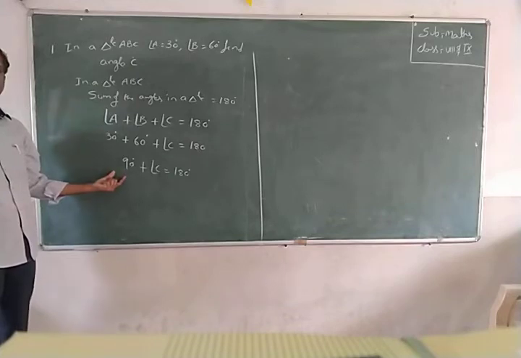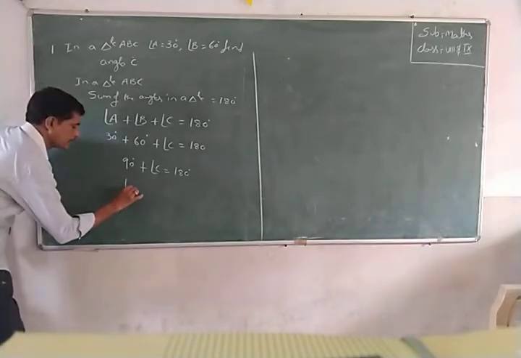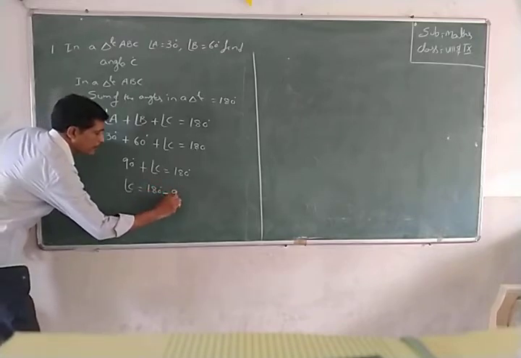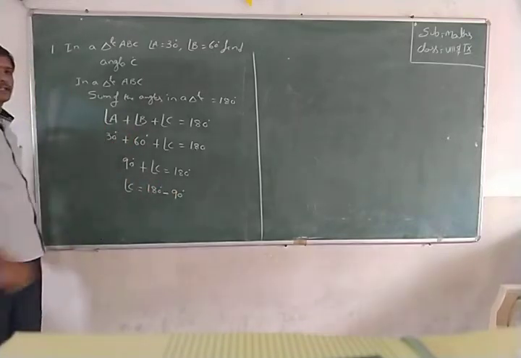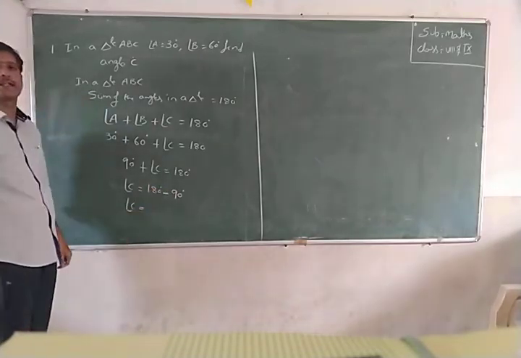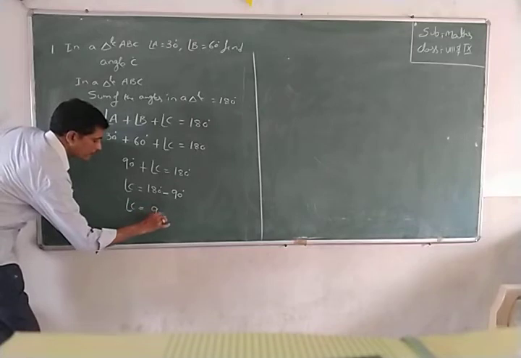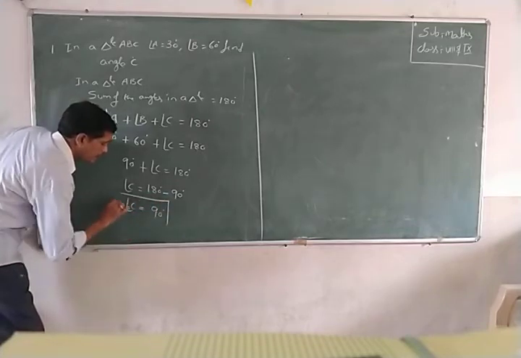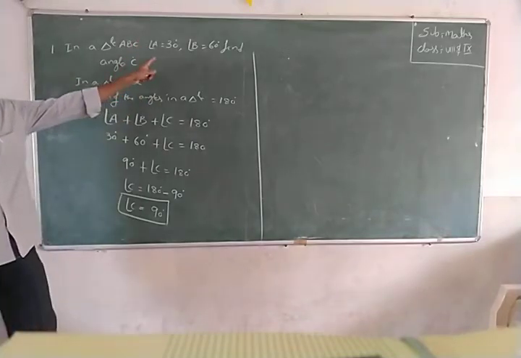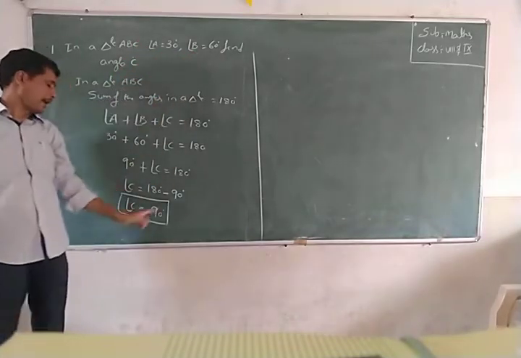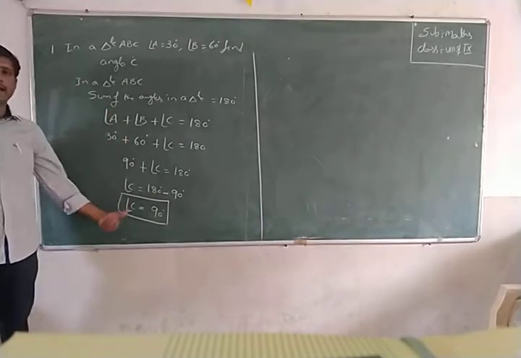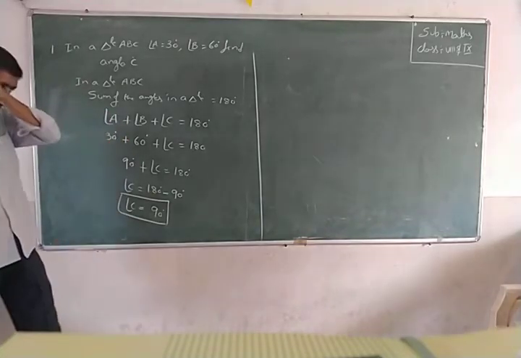Therefore this 90 degrees is transferred to the other side, so angle C equals 180 minus 90 degrees. This 90 is changing sides, that is minus 90. Therefore angle C equals 180 minus 90, that equals 90 degrees. Here angle A is 30 degrees, angle B is 60 degrees, angle C is 90 degrees. Which type of triangle is this? It is a right angle triangle.